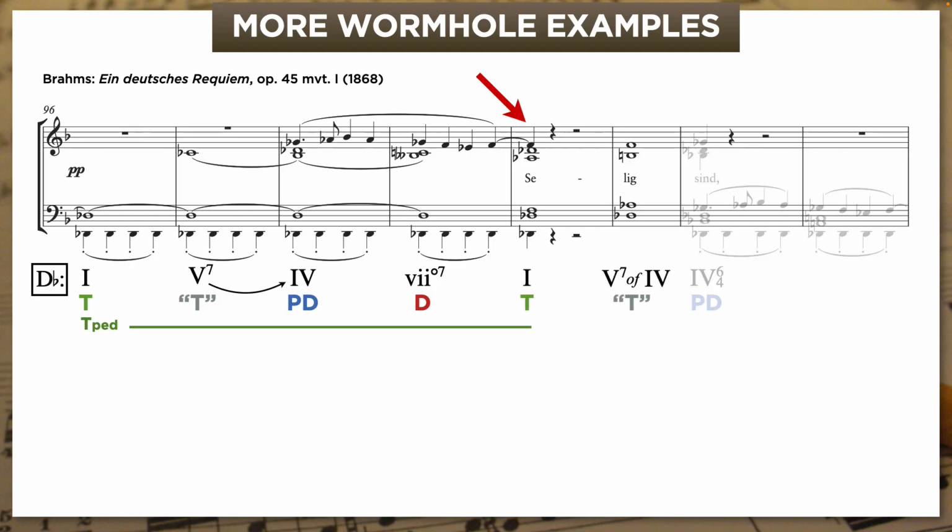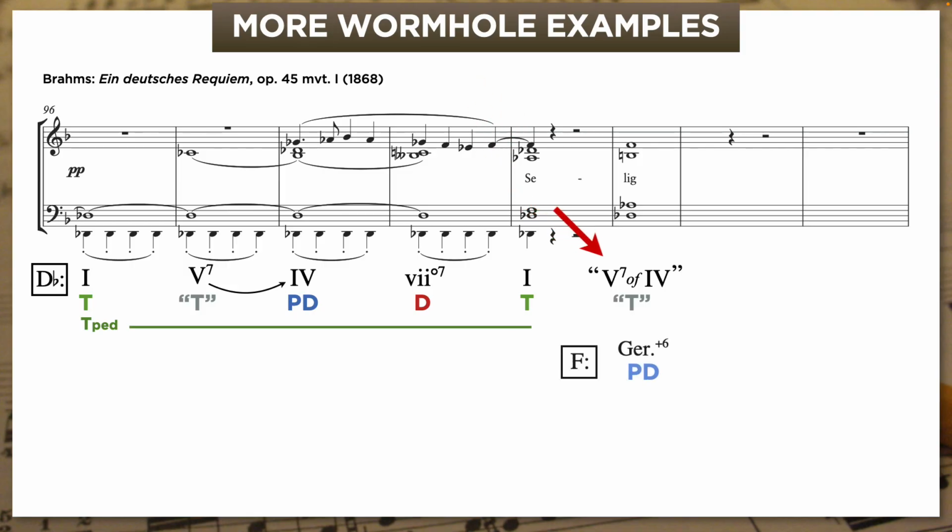But instead, the thing that sounds like 5/7 of 4 resolves like a German sixth in F, landing on a cadential 6/4. And notice, not that this really matters, that Brahms is the first composer to spell his pivot chord in a way that looks forward rather than backwards. In other words, he spells it as an augmented sixth in the new key, not as a dominant seventh in the old one.